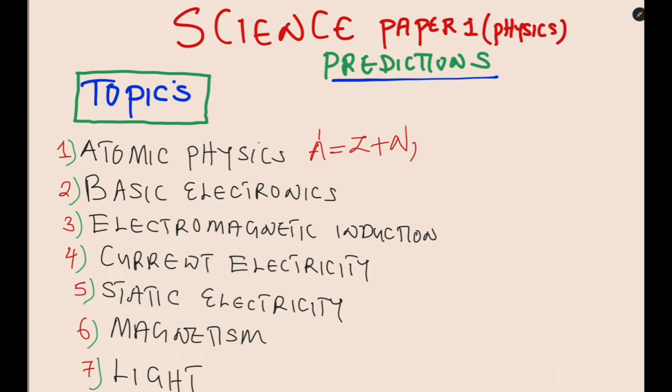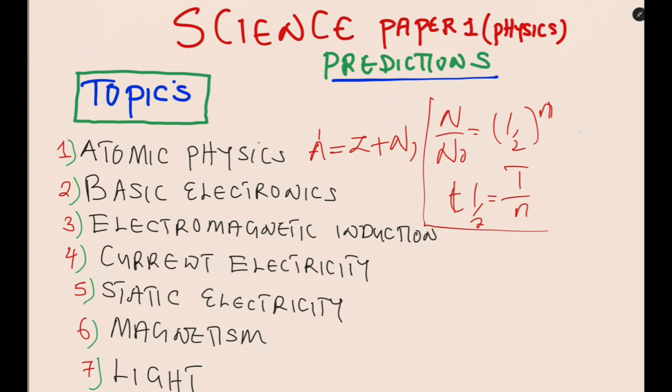Okay. So aside from that, you need to know also how to calculate half-life just using the equation. That is, the number of sample that remains over the initial equals one half to the power of the number of half-lives. You need to know this formula. And of course, half-life is equal to time elapsed divided by the number of half-lives. These two formulas, you need to know them.